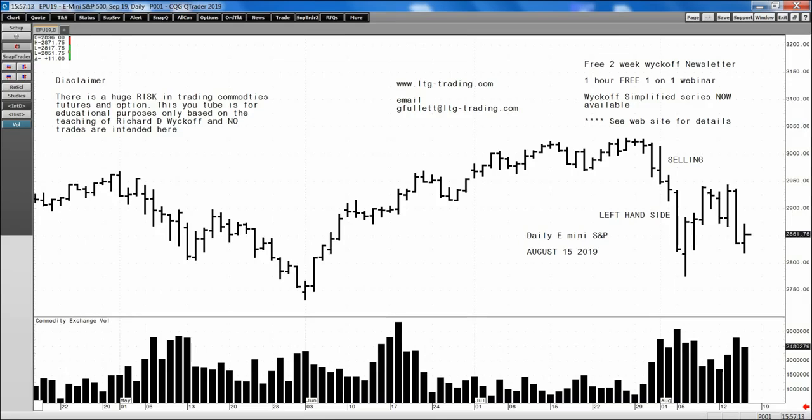I want to do a little webinar today, a little YouTube webinar, based upon the status of the E-mini S&P for today. I think it's extremely important to understand the Wyckoff structure to where we're at.